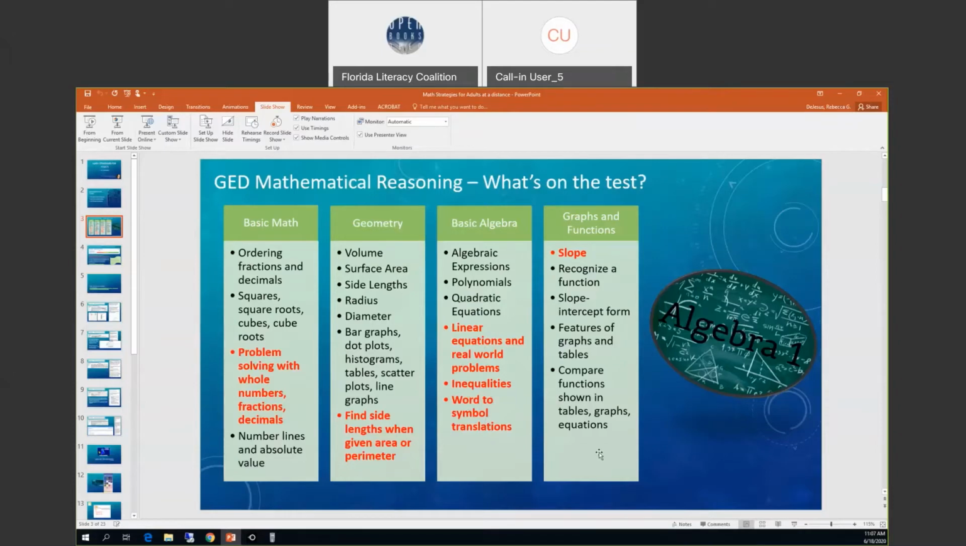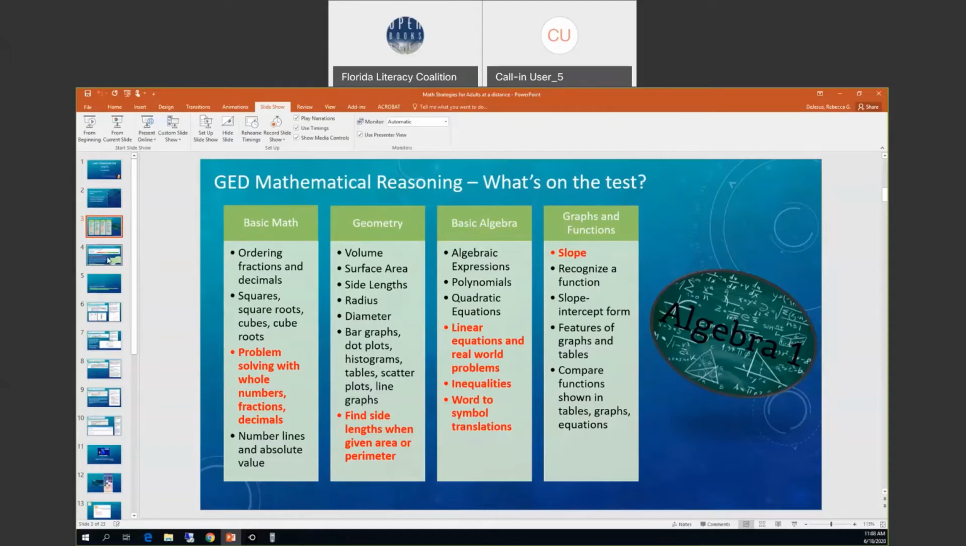When we're talking about graphs and functions, you're going to hear me say it quite a number of times today. It's all about slope, slope, slope, slope. So many students will come back complaining that they didn't know how to answer the slope questions. So these are 4 basic categories of the GED math. And when I talk to you later about the Florida Literacy Coalition GED math page, you're going to see these same categories.